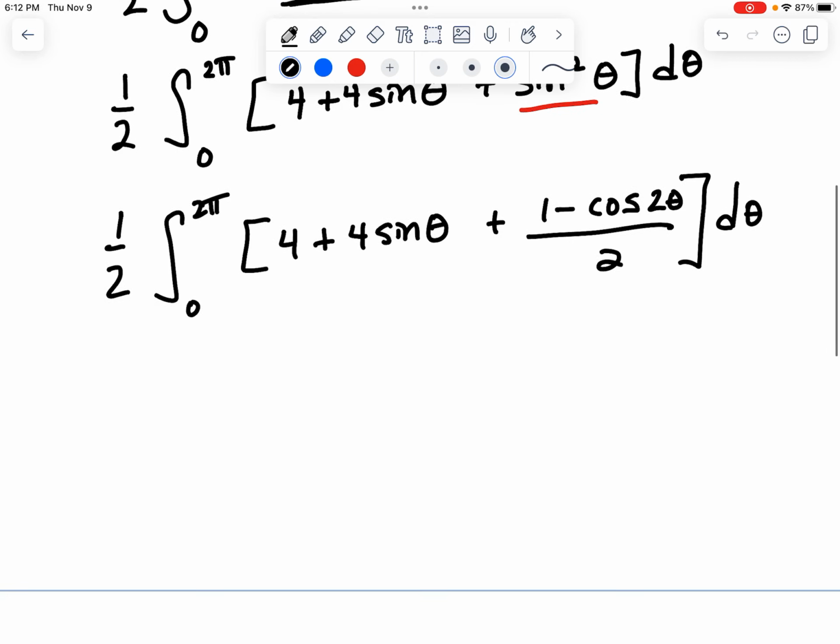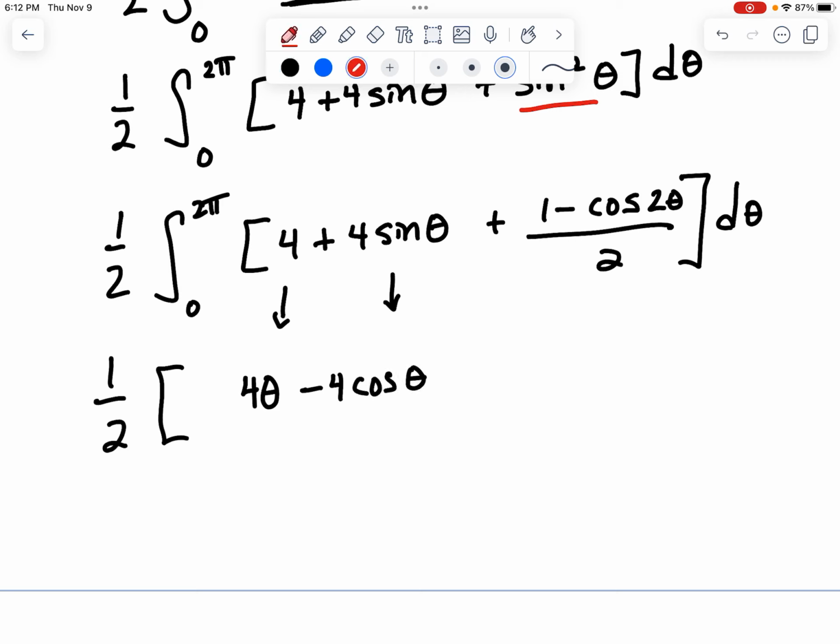And now we're ready to do antiderivatives. So the antiderivative of the 4 is going to be 4 theta. The antiderivative of sine is negative cosine, so that needs to be negative 4 cosine of theta. And then I would view this one as 2 fractions, one that says 1 over 2. So the antiderivative of 1 over 2 will be 1/2 theta.